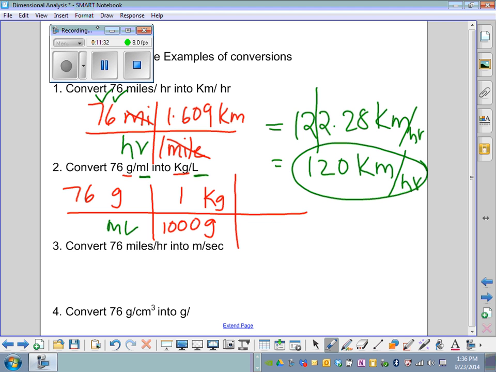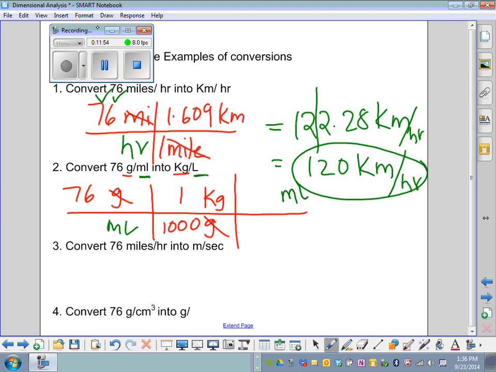1,000. Kilogram is the bigger unit. Takes 1,000 grams is a kilogram. Is that right? My grams and grams cancel. I'm now in kilograms. But I have to take care of the unit in the bottom. It is in milliliters. I need to get rid of milliliters. Milliliters is in the bottom.